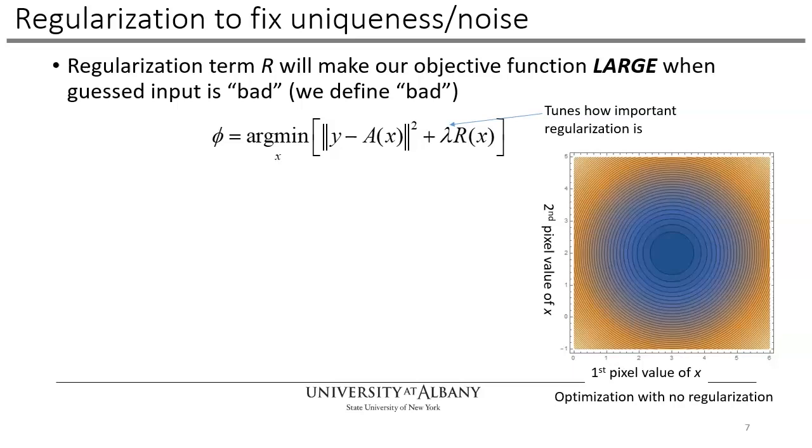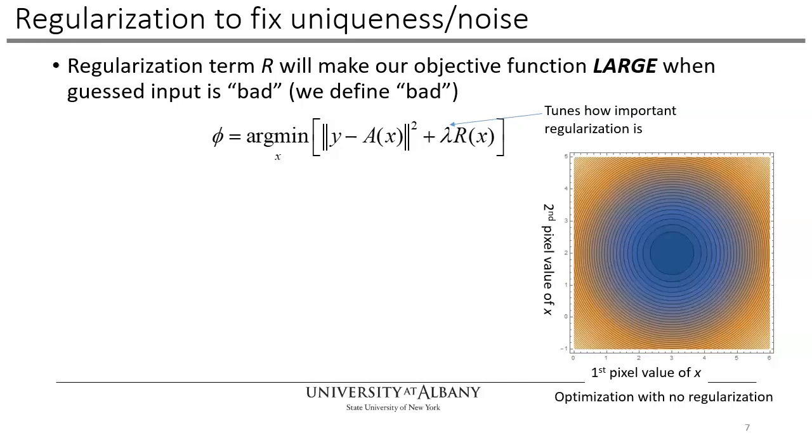So this is an example, just a top-down view of this plot from the prior one with the minimum right there at the center, saying for this particular cooked up problem I have, the first pixel field value is 3, the second is 2, if all I'm doing is matching the measurement. But let's say I have prior knowledge that I really expect both pixels to have more or less the same value. So 3 and 2 are a bit different from each other. So I can add a regularizer that tries to force them to be similar.